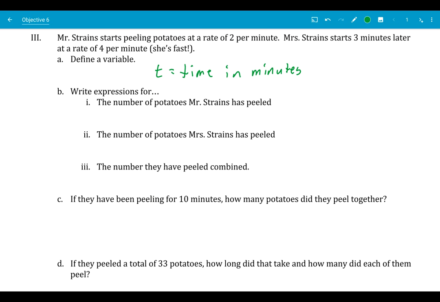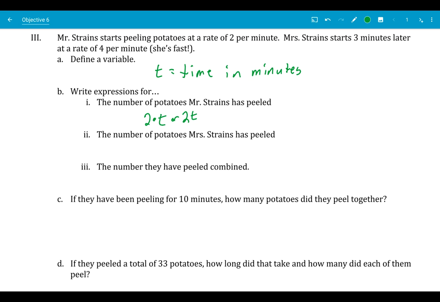It doesn't make sense that the time is dependent on the number of potatoes. Time is the independent variable. Most of the time, if you have the choice, time's usually a good one to define. What we're going to do now is write the expression for the number of potatoes that Mr. Strains has peeled. I peel 2 per minute, so 2 times the number of minutes, or just 2t, if you prefer to be a little more concise, is the number of potatoes I've peeled.